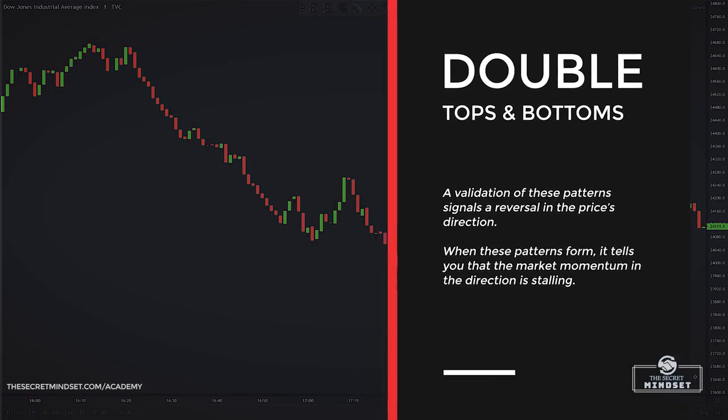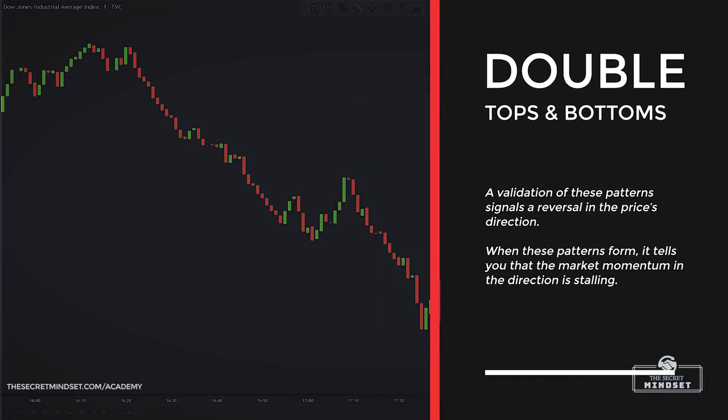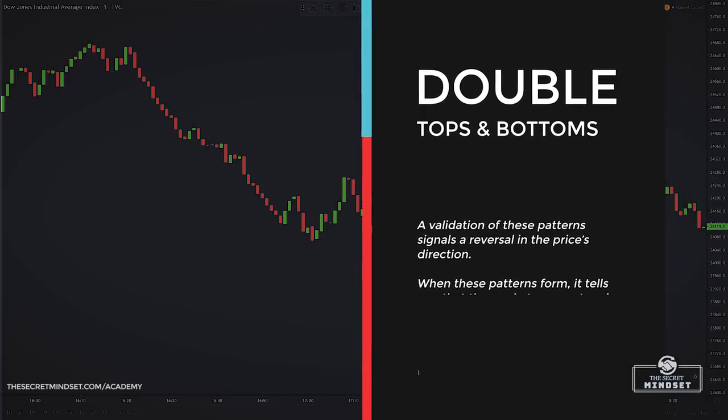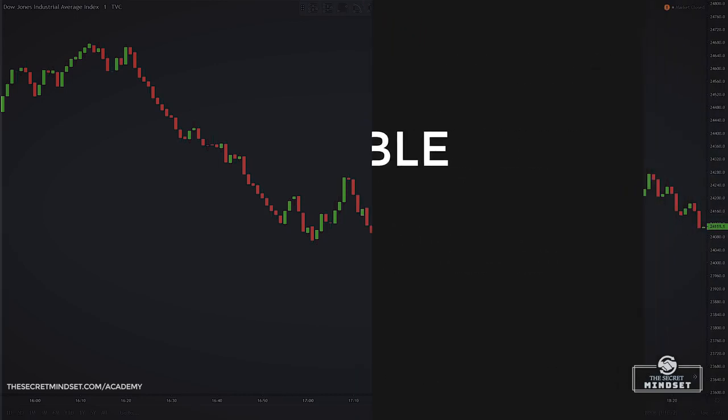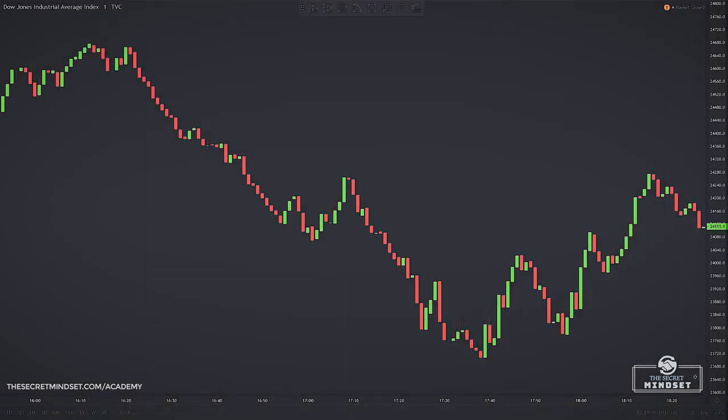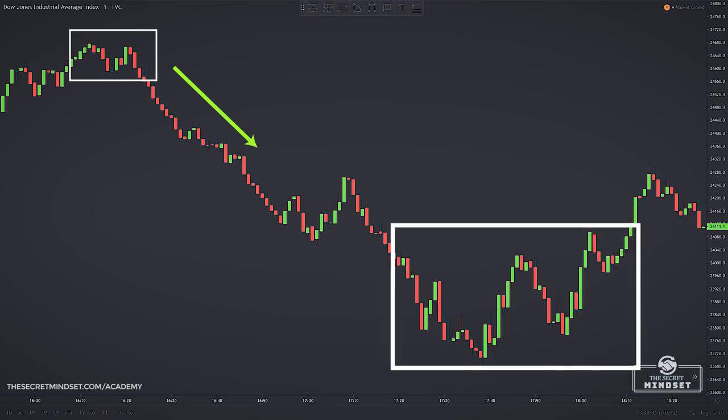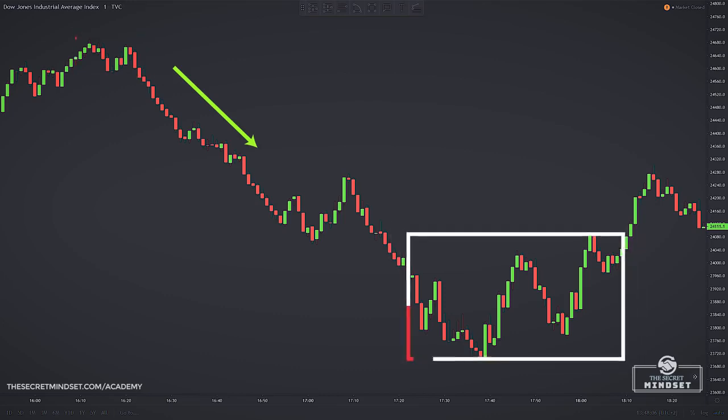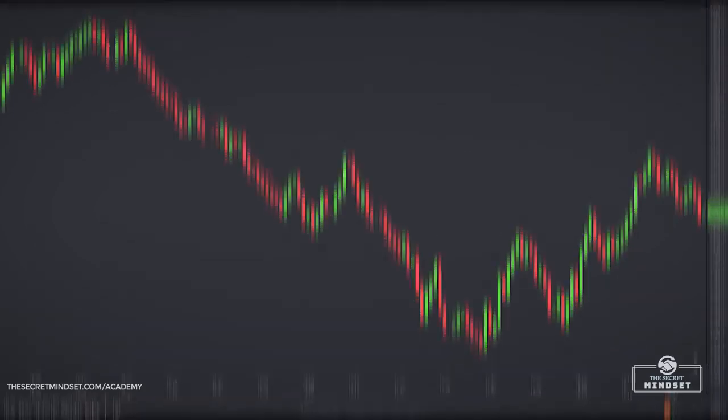When these patterns form, it tells you that the market momentum in the direction is stalling. When price fails to make any fresh lows or highs, but closes at or near the previously established high or low, a double top or a double bottom pattern is formed. In this 1-minute chart, you can notice that after the double top pattern is formed, price tends to eventually move lower. And here you see the double bottom pattern that emerges. A successful formation of this double top or double bottom pattern results in a change of price direction.